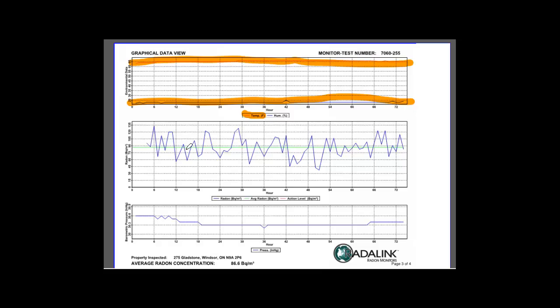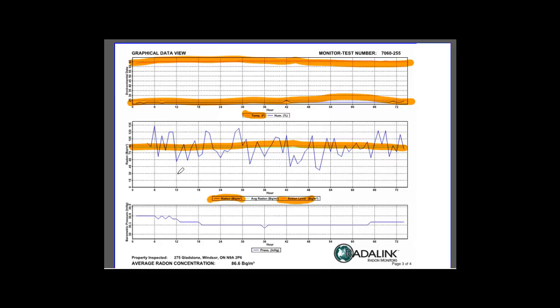The staggered up and down numbers here are going to be the radon concentrations from hour to hour. The average in this case is going to be the green line. And if this was near, above, or below the action level, then we'd see the red line. So 200 would be the action level, and we can look at that in a different slide. In this case, it's not even anywhere near the action level, so we're not concerned about it in this view.